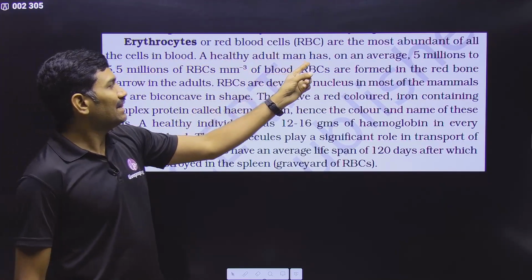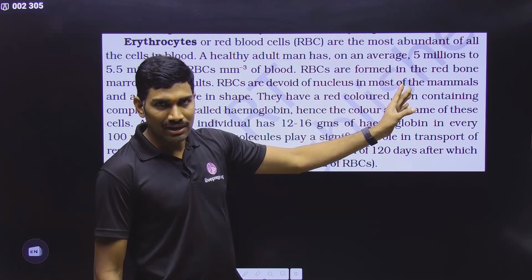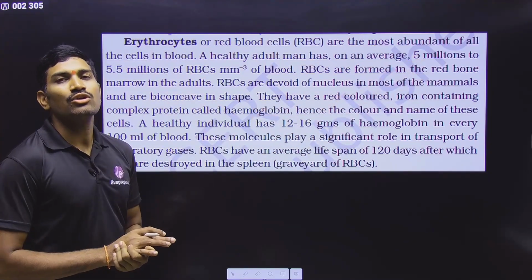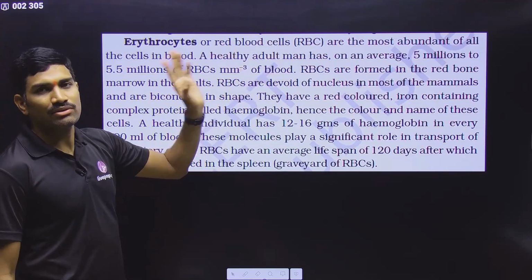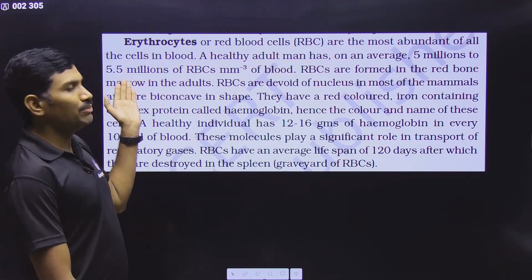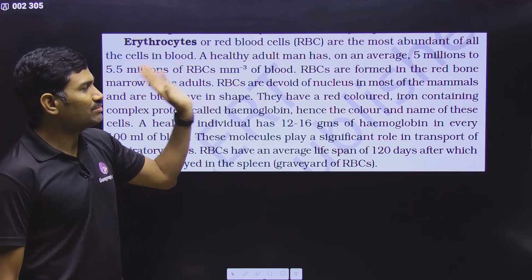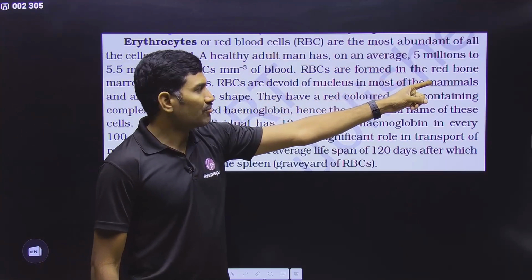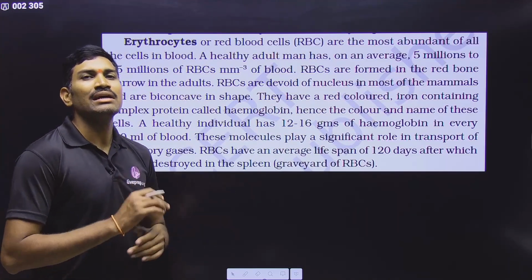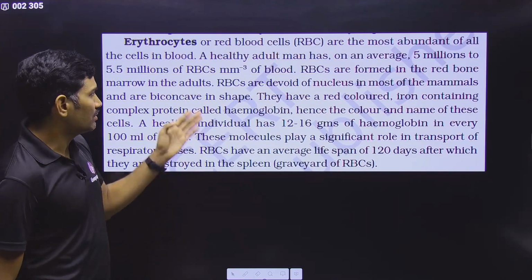Next one. A healthy adult man has on an average 5 million to 5.5 million RBCs per cubic millimeter of blood. So these many are present. 5 million means 50 lakhs, and 5.5 million means 55 lakhs. RBCs are formed in the red bone marrow in adults, produced mainly from the red bone marrow of long bones.